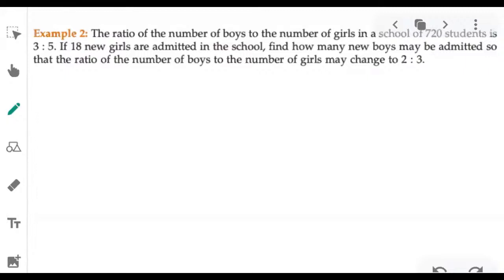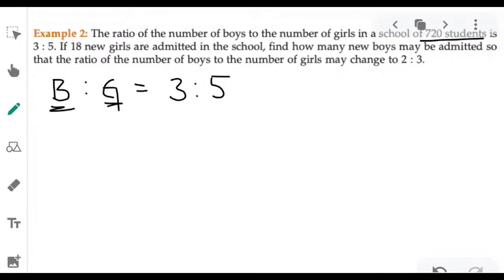Alright. So we'll start off this with this problem only. So how many total number of students are there? He's saying 720. Right? Now they are in the ratio of number of boys B is to girls is equals to 3 is to 5. We know the ratio. So how can we find the actual number of boy students and girl students?